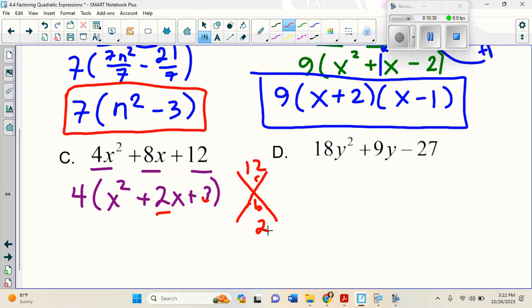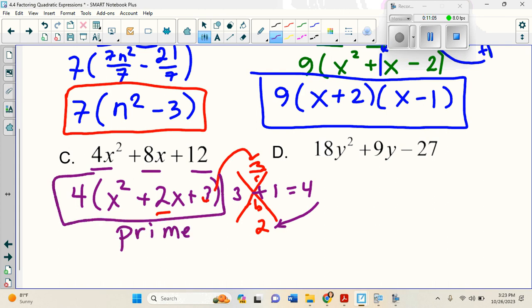Oh, I apologize. C is now 3. Okay, what are the factors of 3 that add up to 2? Factors of 3 that add up to 2. Okay, there are none, because the only factors of 3 are 3 and 1, and those do not add up to 2. So it's prime at this point. You can only factor out the 4. You're done.